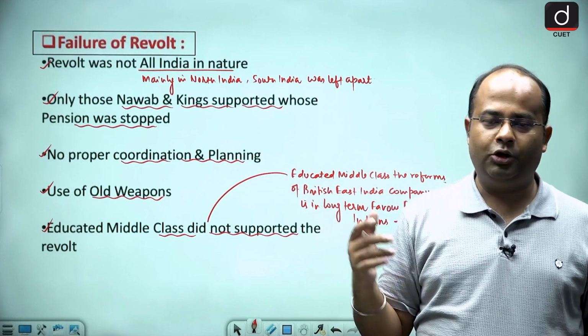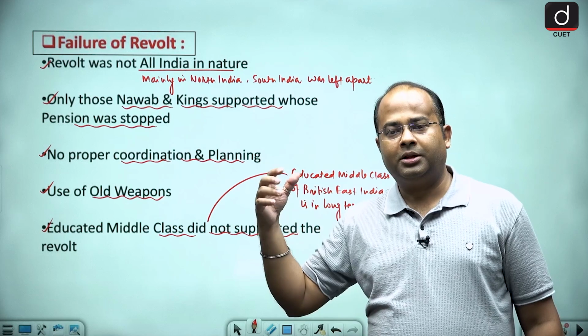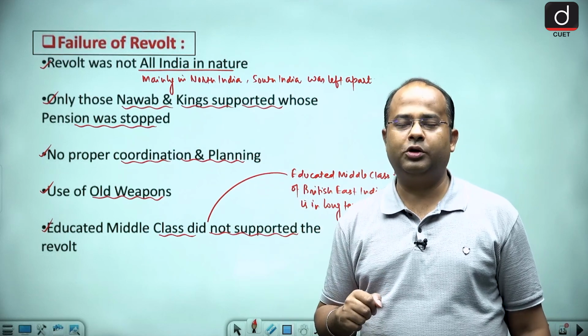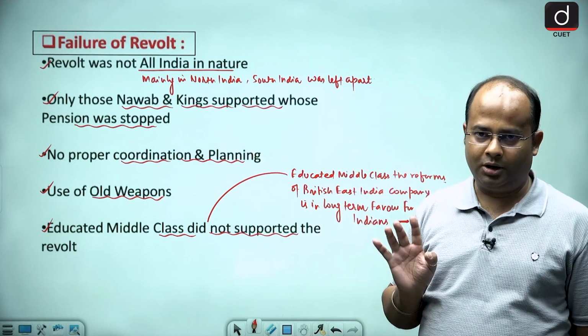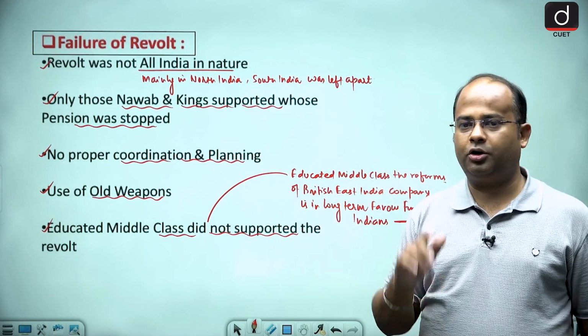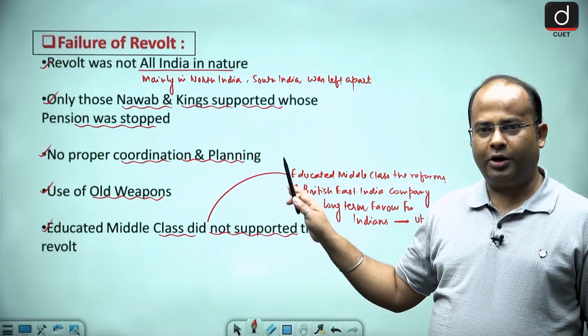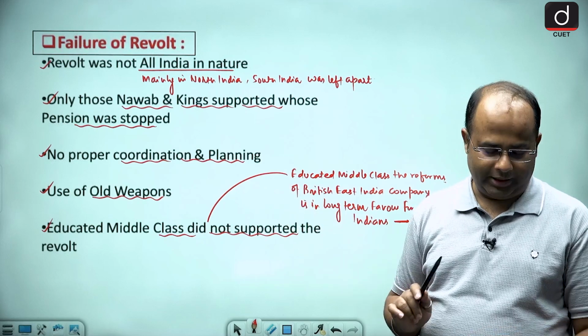So the educated middle class supported the British because, according to them, the reforms introduced by the British were very good for Indian society in the long term. So therefore they supported the British government, not the revoltees. So I hope, my dear friends, it is clear to all why the revolt failed.